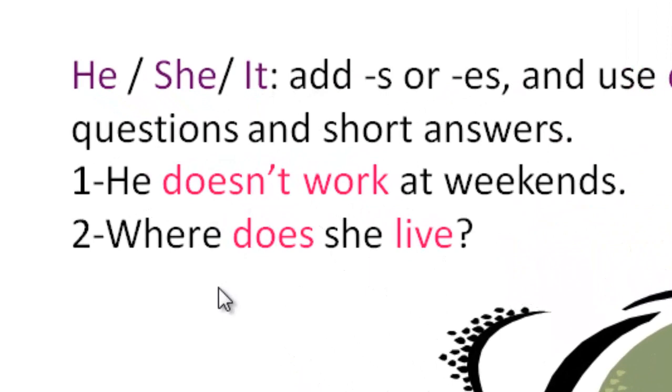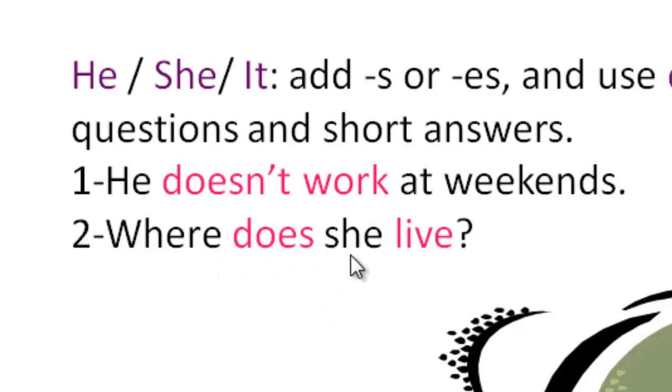Like number 1, he doesn't work at weekends. So if we notice here, we use does not because the subject pronoun is he. So we use does not in the negative. He does not work at weekends. The second sentence, which is a question, we use does.